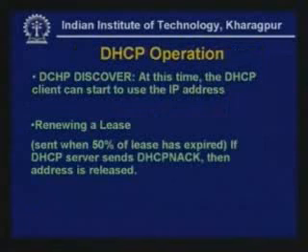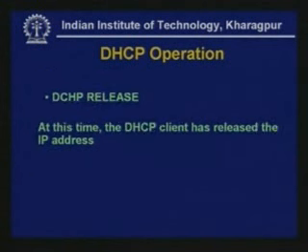So, DHCP operation, there are a number of them. I will mention them, but describe only a few. Say DHCP discover. At this time, the DHCP client can start to use the IP address. So, it has discovered. Renewing a lease is sent when 50% of the lease has expired. If the DHCP server sends a DHCP NAK, not acknowledged, then the address is released. Then you know that your lease is not going to be renewed. DHCP release: at this time, the DHCP client has released the IP address. So, the client has given it up.